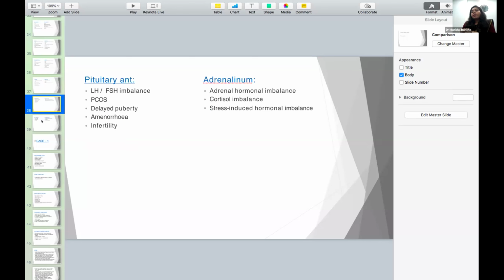Pituitarium anterium is for LH and FSH balance. Its main role is on hormones, in PCOS, delayed puberty, amenorrhea, infertility. Adrenalinum is for adrenal hormonal imbalance, cortisol imbalance, and stress-induced hormone imbalance. Basically there are multiple steroids. Cortisones and corticosteroids are frequently used to balance stress-induced hormonal conditions. Next one.